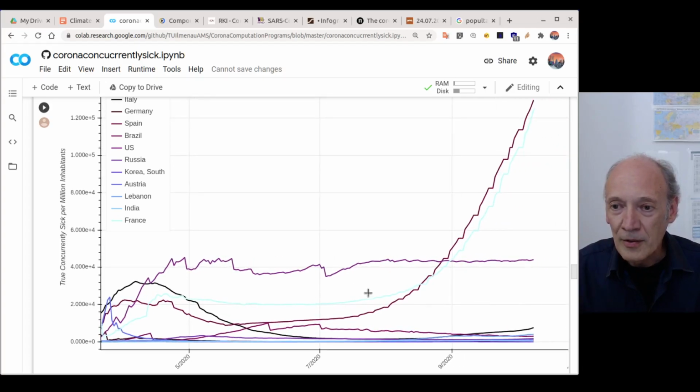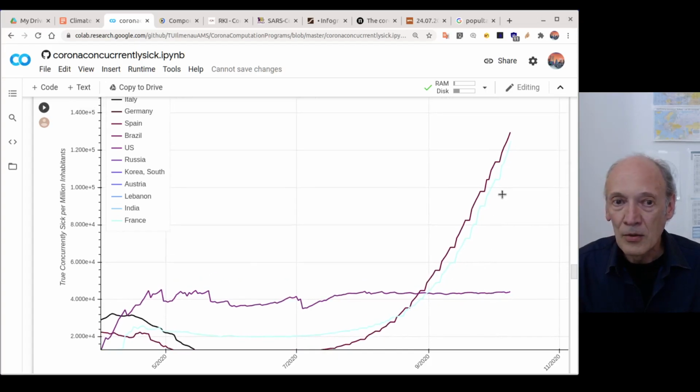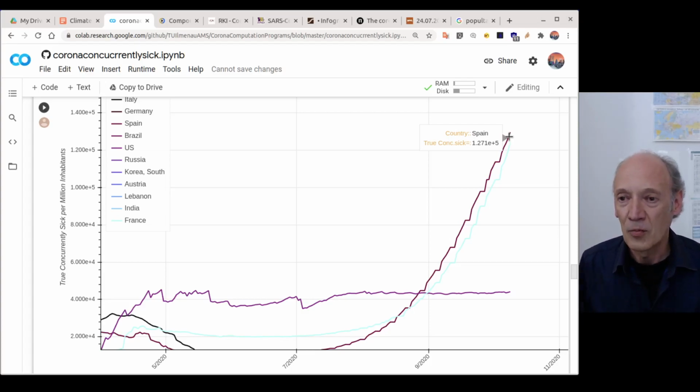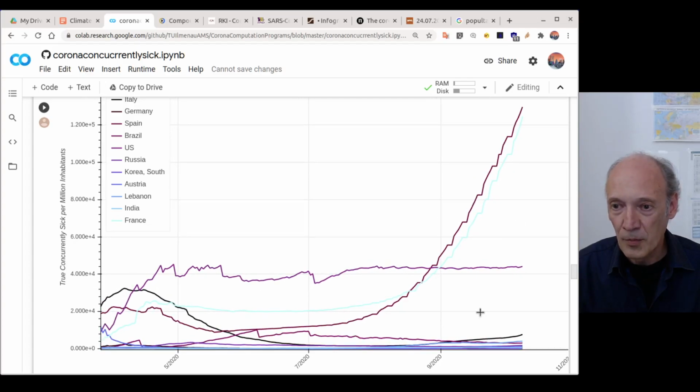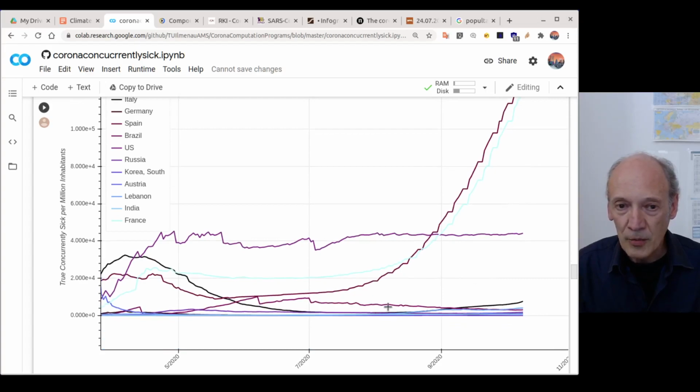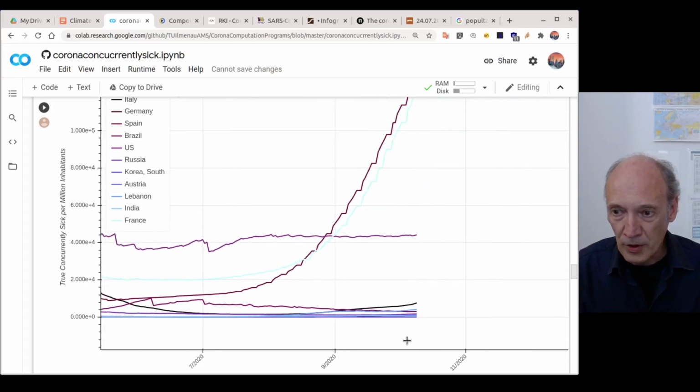Interestingly, those curves from France and from Spain surpass the true concurrently infected per million of the United States in September, in late September. And now they are really high. So now they're at over 100,000 per million inhabitants. So it's like almost 10% of the population is concurrently sick. So that's a really dangerous situation where I would say it's hard to get under control because there's so many already infected. Now we can compare it with Germany.